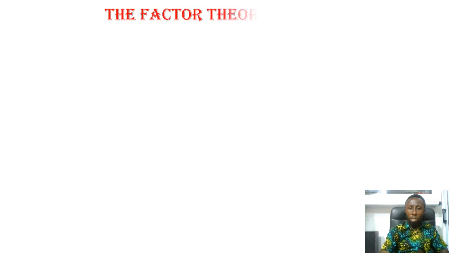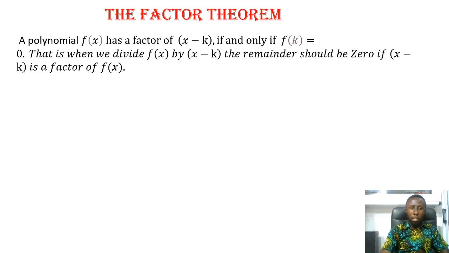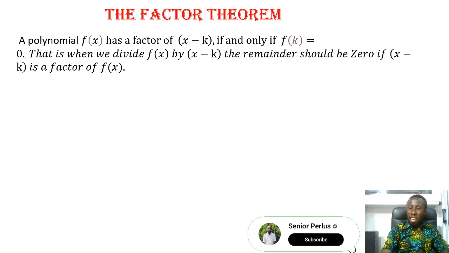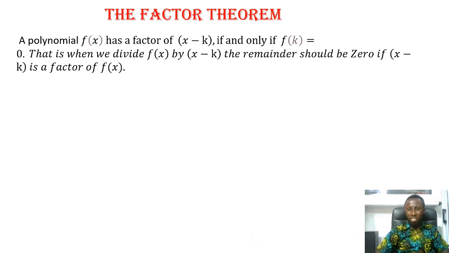Now, let's move to the factor theorem. A polynomial function has a factor s minus k if and only if f at k is 0. I said it. If and only if f at k is 0. So if you substitute and we get 0, then it's a factor. So please don't be confused between the remainder theorem and the factor theorem. So when we divide f at s by s minus k, the remainder should be 0 if s minus k is a factor of the function f at s.